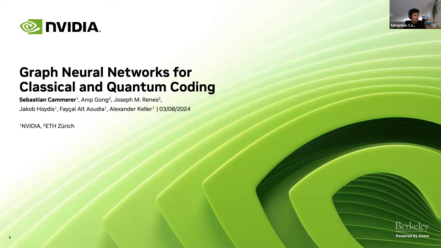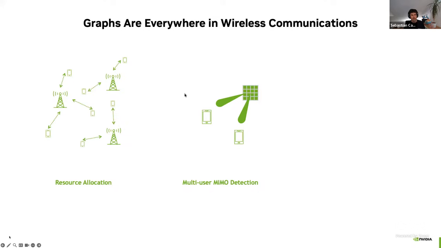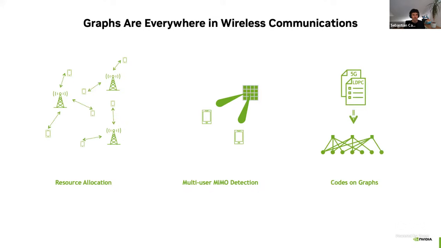But it's great to present our work here on graph neural networks and machine learning for classical and quantum coding or decoding. So let me quickly get into the topic. If you think about graphs in general and wireless communications, they are everywhere, right? We have graphs for resource allocation, we have graphs for multi-user MIMO detection, and of course, we also have codes on graphs. Many of today's codes are defined or can be defined over graphs, and it's natural to have graph-based decoders for, say, 5G LDPC codes and other codes.